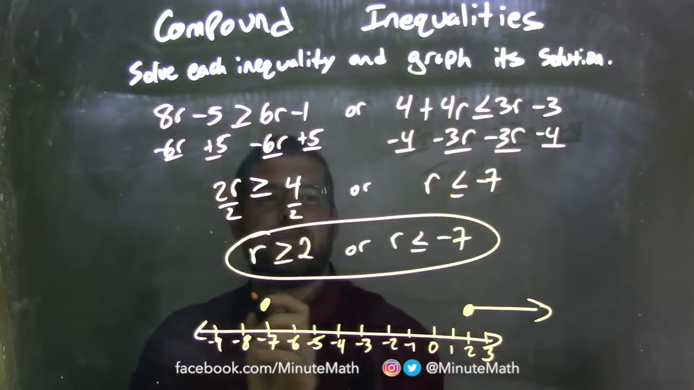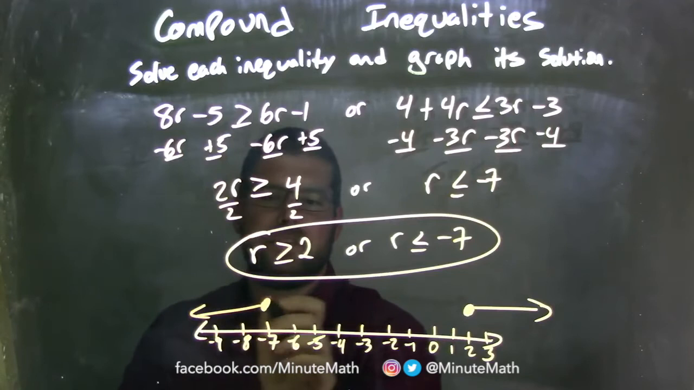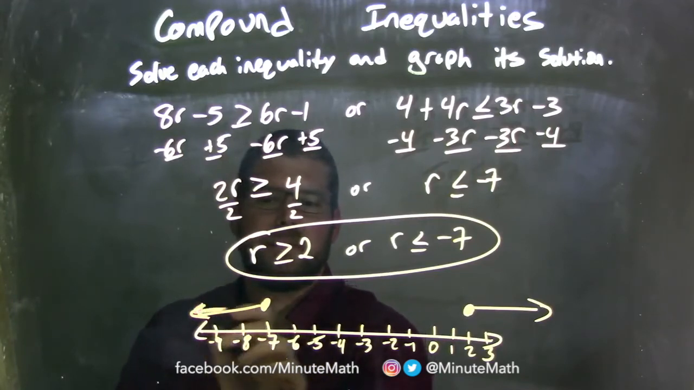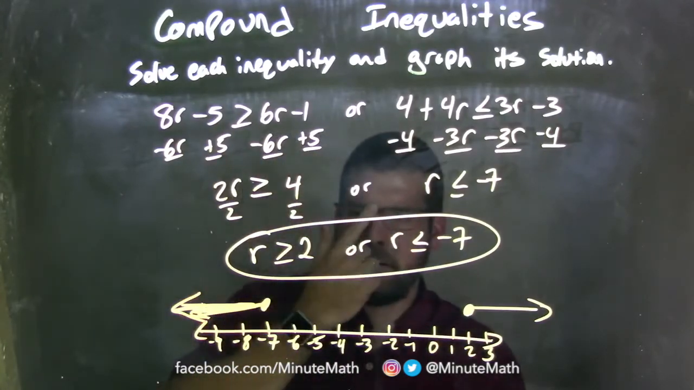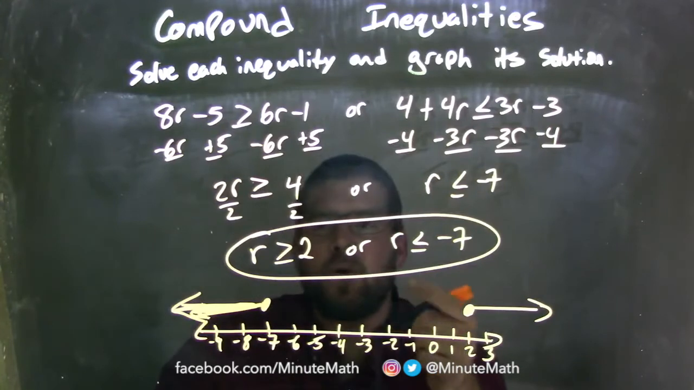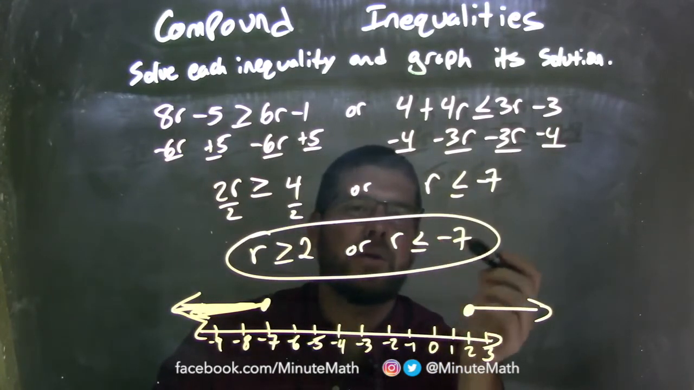And I put my arrow to the left because r is also less than that -7. It doesn't need to go down, but it's just less than, okay? I'll fix it a little bit. There we go. Okay, whatever. There's my arrow. Don't judge me. Okay? So now my graph matches my final answer, which is r is greater than or equal to 2, or r is less than or equal to -7.